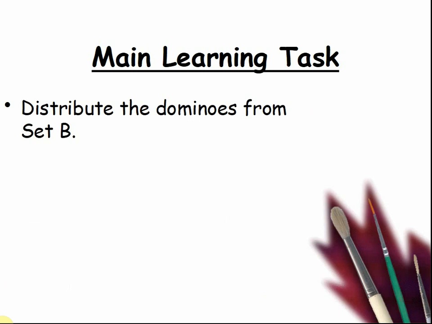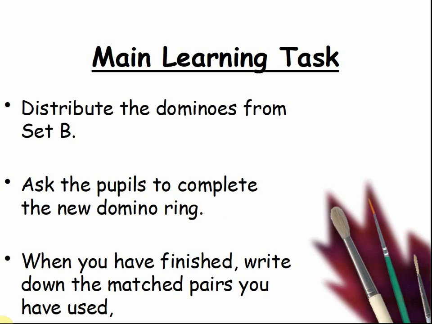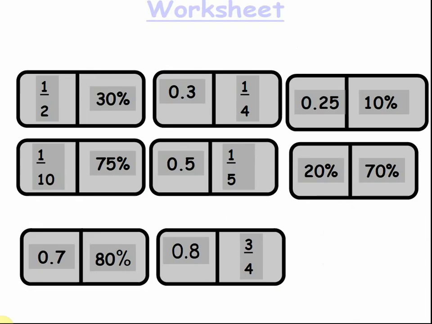Distribute the dominoes from set B. Ask your pupils to complete the new domino ring. When you have finished, write down the matched pairs you have used. Here is set B. Pause the video and complete the task. Make them so that they all match together to make one ring.